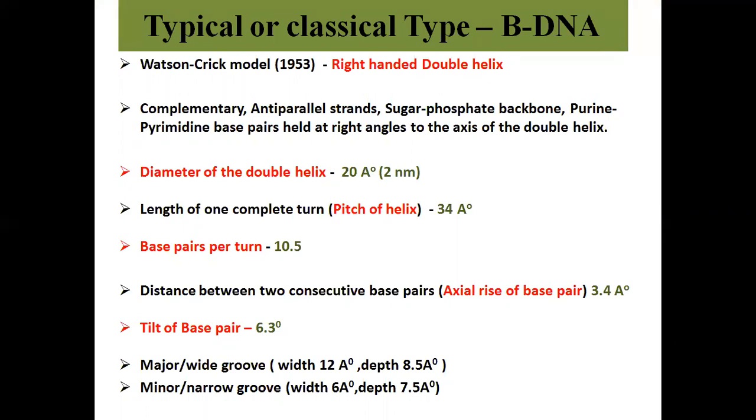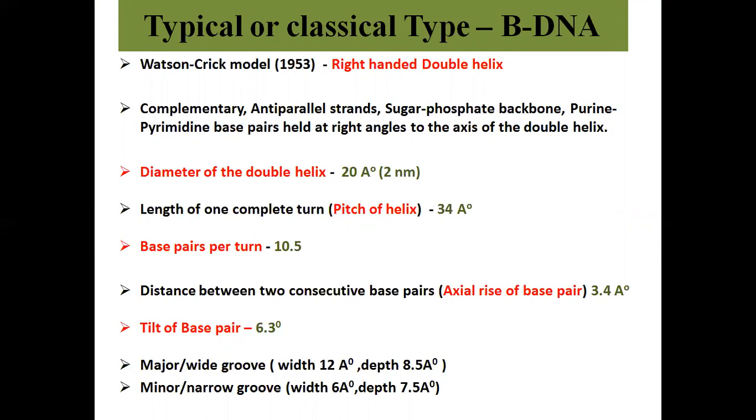as B form of DNA or BDNA, and it is the first form of DNA we are going to discuss today. This is the typical or classical Watson and Crick double helical model. It is also known as B form of DNA or BDNA. And you all know that BDNA is a right-handed double helix.